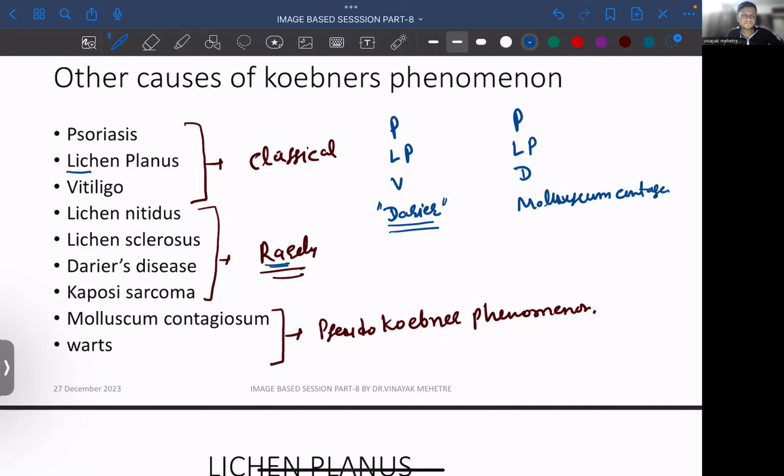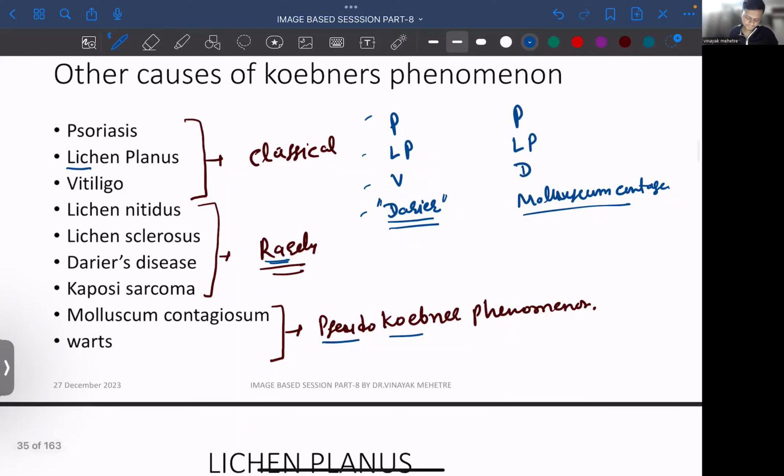Now what will be the answer? The answer will be molluscum contagiosum. Reason being, it is pseudo. It is not true. Over here we have to rule out which disease is not going to cause a true Koebner phenomenon. That was the question. This is how the examiner is going to trick you in all the subjects.